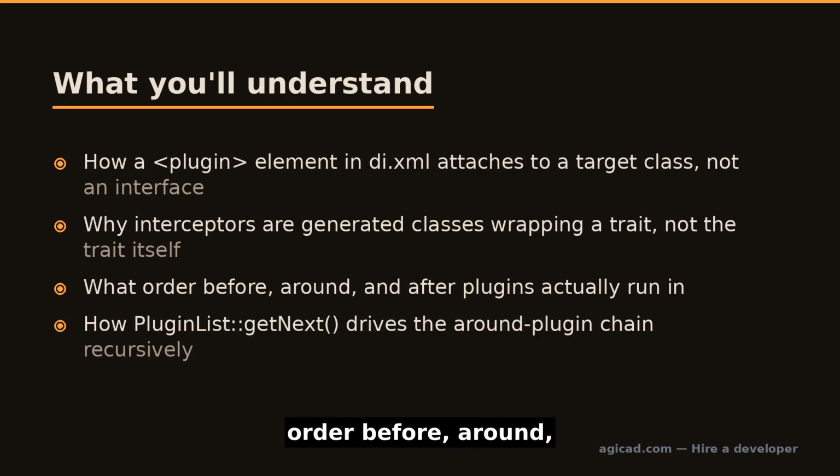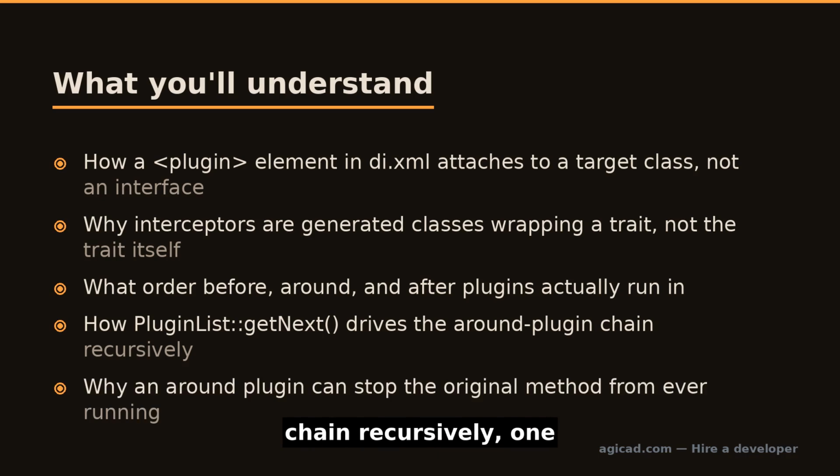What order before, around, and after plugins run in when several are stacked on the same method. How PluginList's getNext method drives the around plugin chain recursively, one link at a time, instead of looping. And why an around plugin holds real power: it can choose never to call the original method at all.